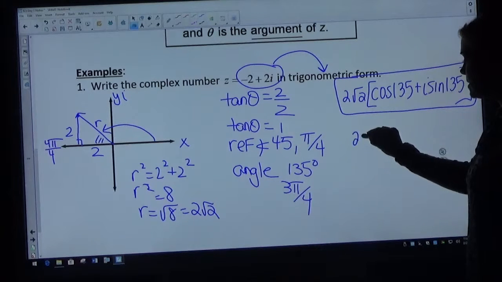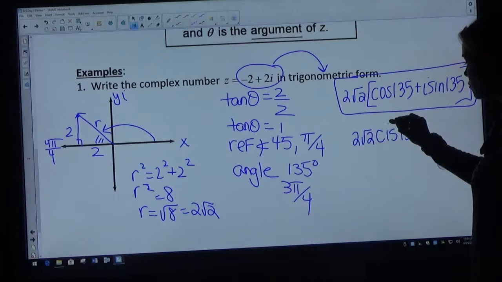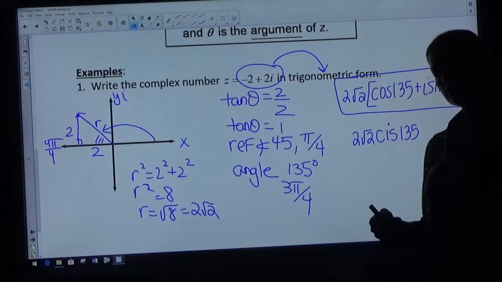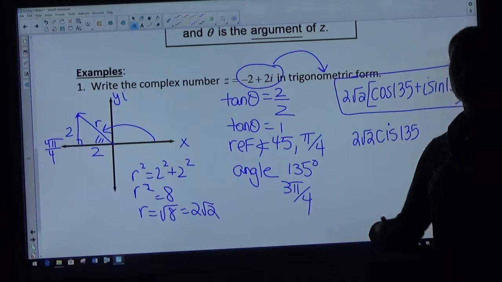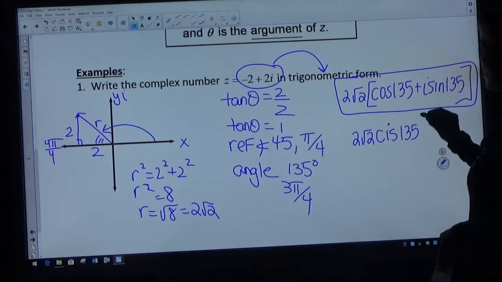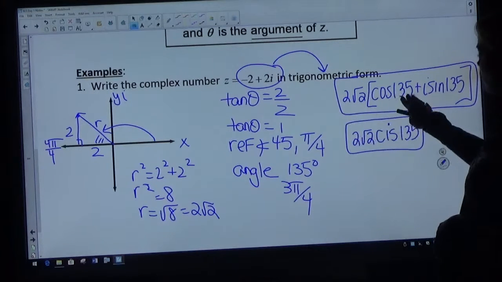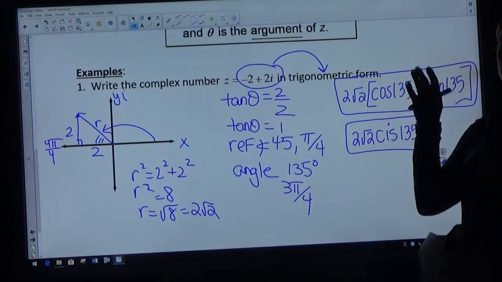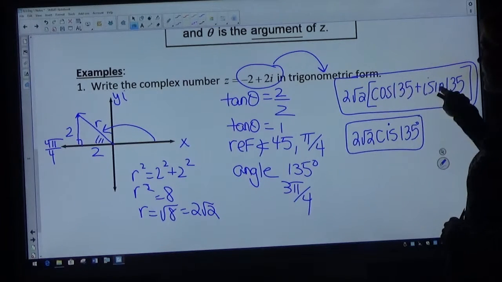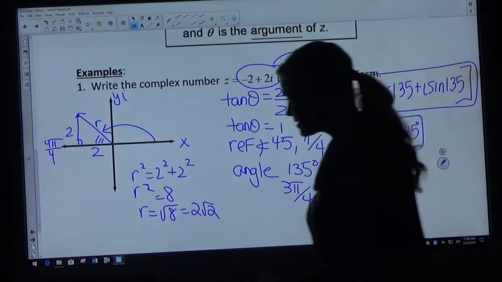Now, if you want to be fancy, you can do 2 radical 2 cis 135. That's the short version of it, but here's the deal. You have to know what that actually means. So don't write cis 135 if you're not exactly sure that it's cosine plus i sine of that angle. So yes, that is an appropriate way to write it, but please make sure we know what we're saying. And if you actually replaced 135 with 3 pi over 4, great. Perfect. Okay. So if I were to evaluate this, I should get that. So both of these are showing the exact same thing.